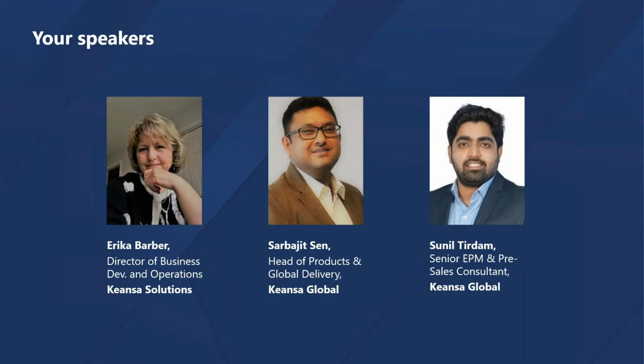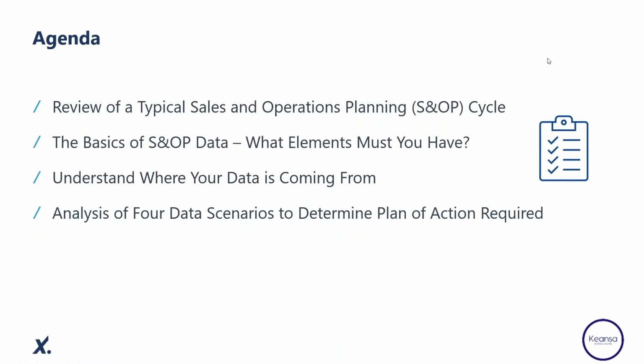The agenda today, and I'm just going to show you the whole entire screen here. The agenda today will be a review of a typical sales and operations planning cycle. So we're going to go through a typical plan. A typical cycle generally has these steps in it. Yours might be slightly different, but they should have these basic components in the cycle itself.